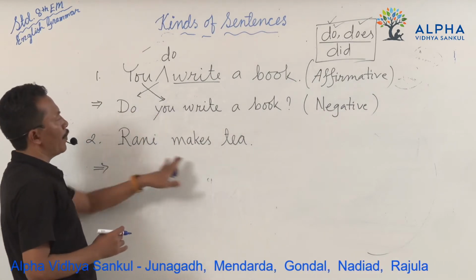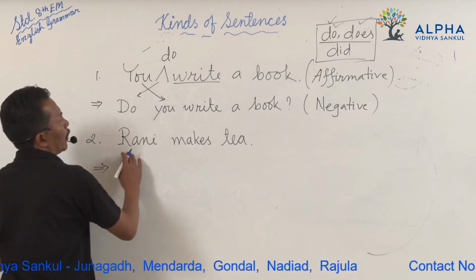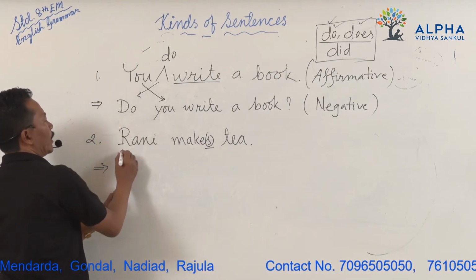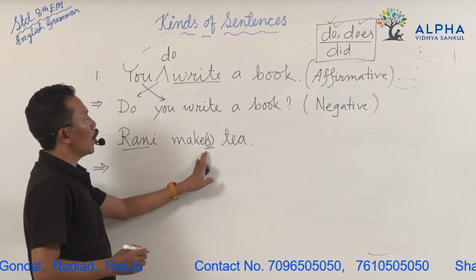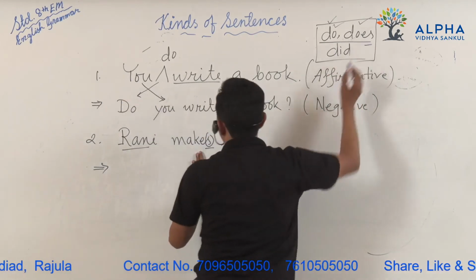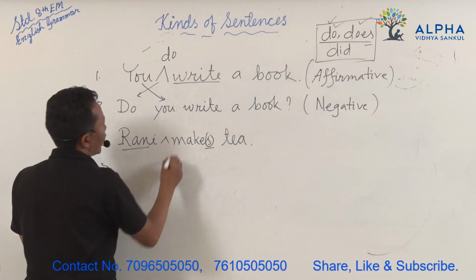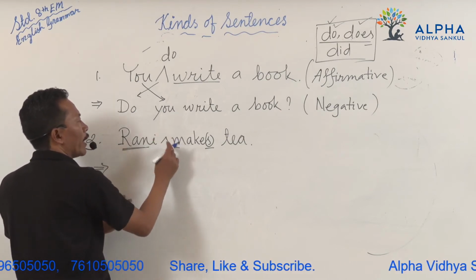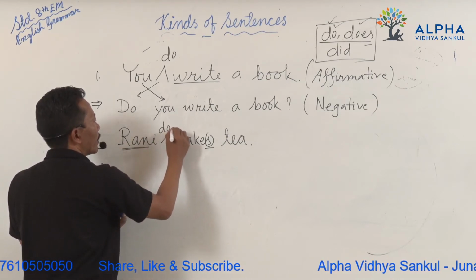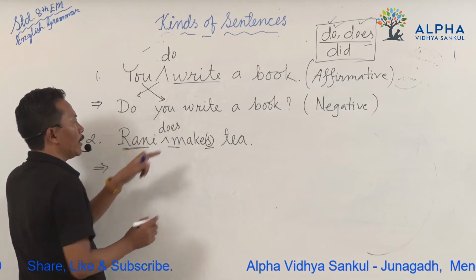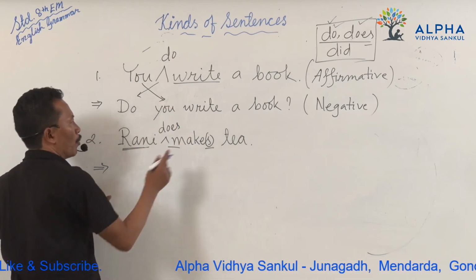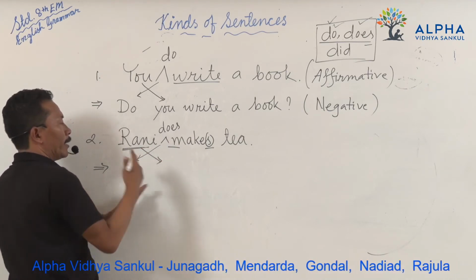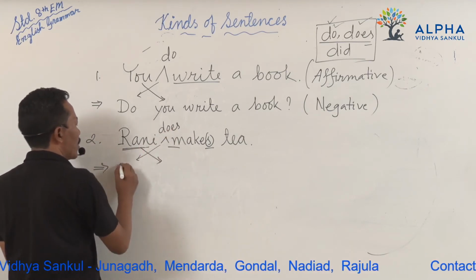What shall you do? Rani makes tea. Here we find "makes", and this is the third person singular number, so we have to use does. And you remember what I said: between this subject and the verb you have to imagine that there is the word does, and it becomes does, then this s will be removed. So now interchange the places like this. Does comes here.